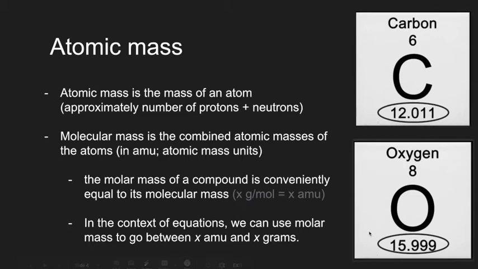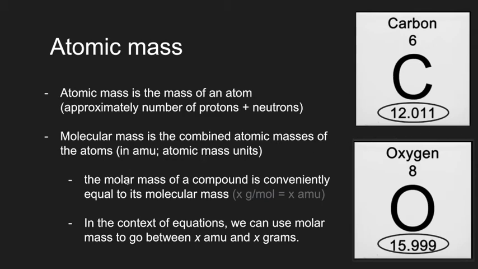Another important concept to understand is atomic mass. It's the mass of an atom, and it's approximately the number of protons and neutrons. And you can see the atomic weight, which is distinct but similar, on the squares of the periodic table. And this also ties into molecular mass, which is the combined atomic masses of the atoms. This is measured, as well as the previous one, in AMU, atomic mass units. They're also known as the Daltons.